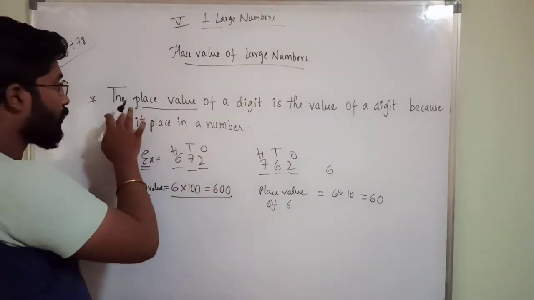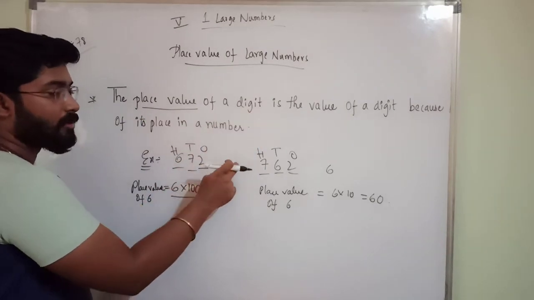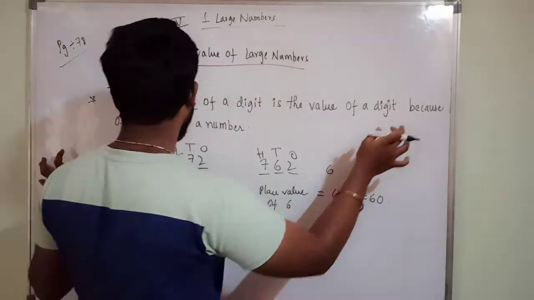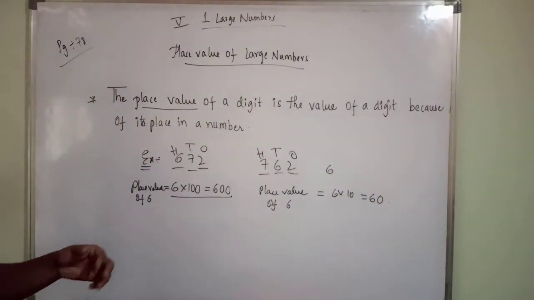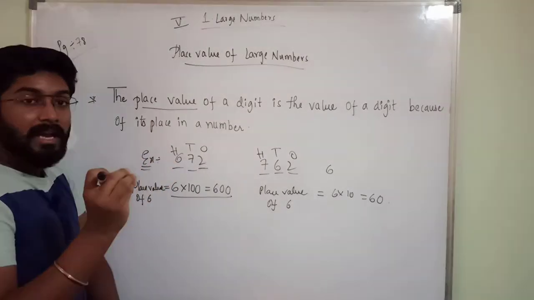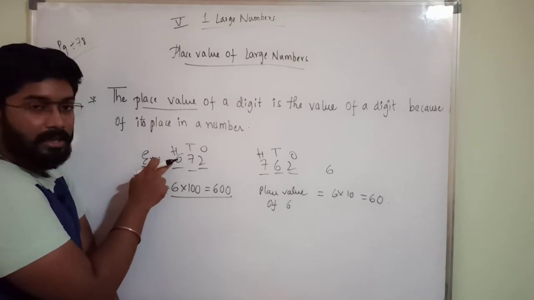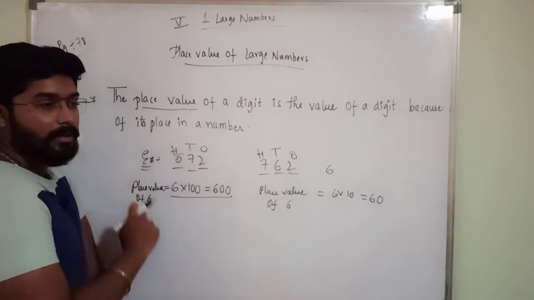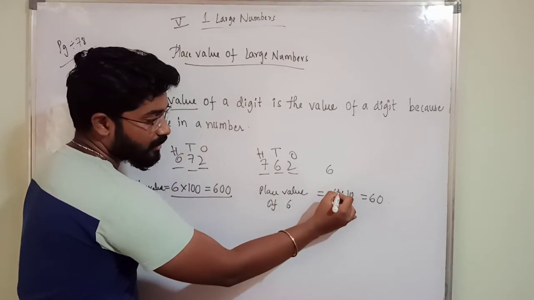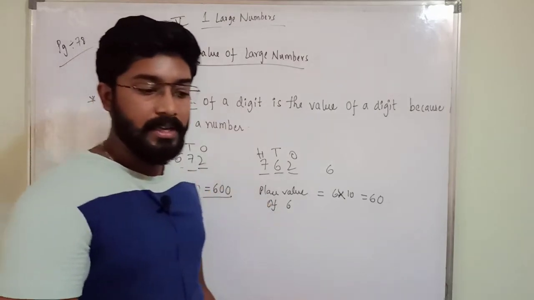So what is it telling? The place value of a digit. Here we are talking about 6 now. So the place value of a digit is the value of a digit because of its place in the number. So what does place value mean? Place value means it is the value which comes with the place of the digit. If 6 is in hundreds place, the place value will become 600. If 6 is in tens place, the place value becomes 60. So the place value of the digit will change according to the place in the number.